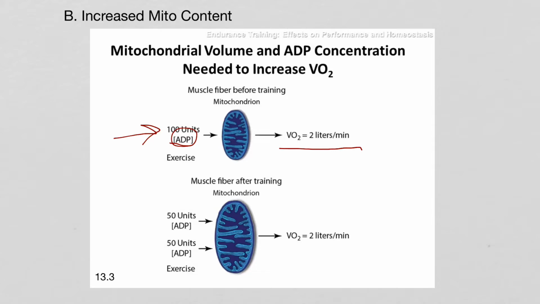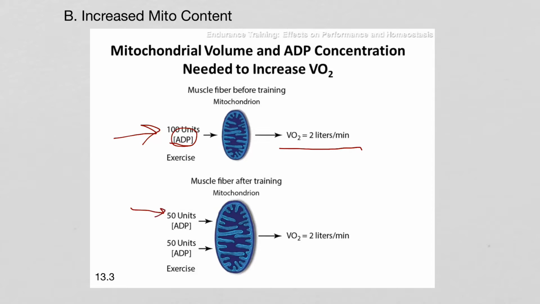So now let's look at the situation after training. So we have a larger mitochondria, and that means it has more surface area. It can transport ADP and ATP across its membrane more readily because there's more surface area. And notice that the intermitochondrial membranes are also of greater volume. That means they are full of more enzymes, so Krebs cycle and electron transport chain, and those now have an increased capacity.